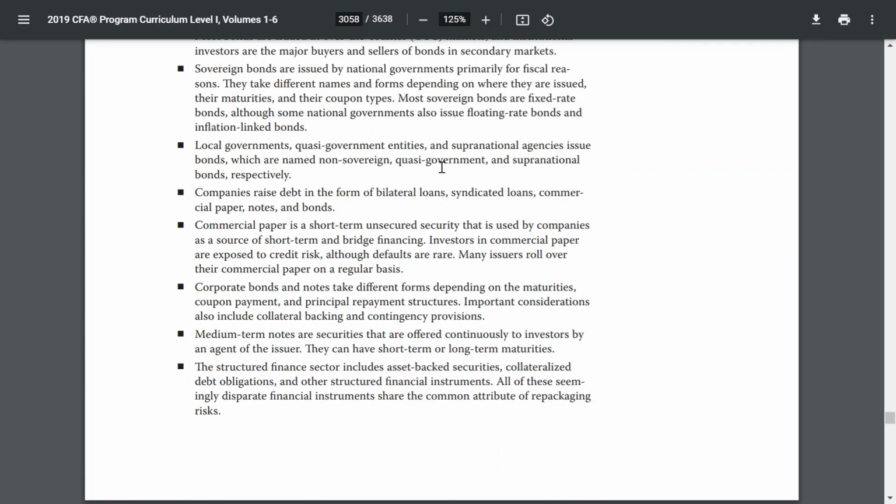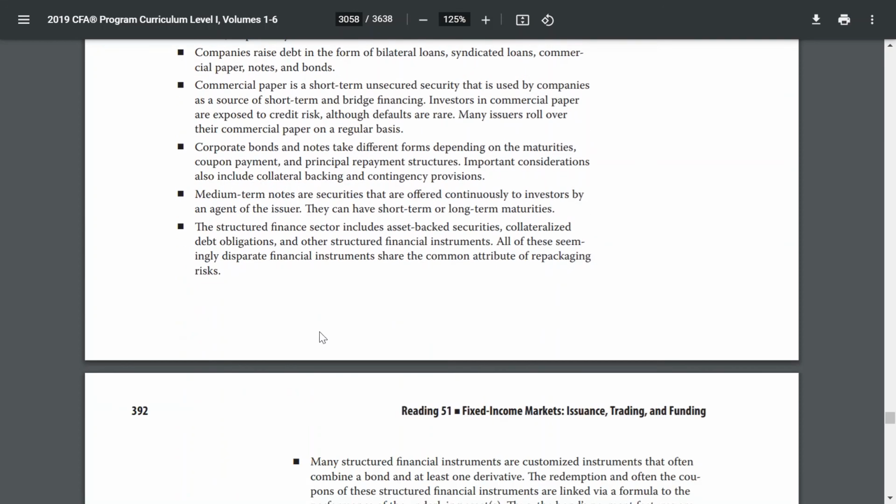Corporate bonds and notes take different forms depending on the maturities, coupon payments, and principal repayment structures. Important considerations also include the collateral backings and contingency provisions. Medium-term notes are securities that are often offered continuously by investors by the agent of the issuer. They can have short-term or long-term maturities.